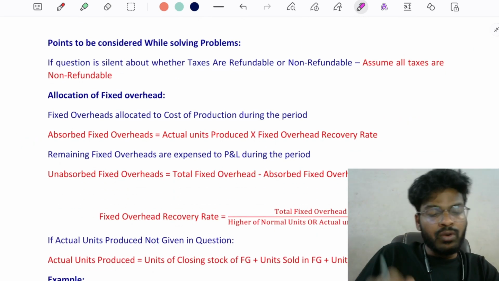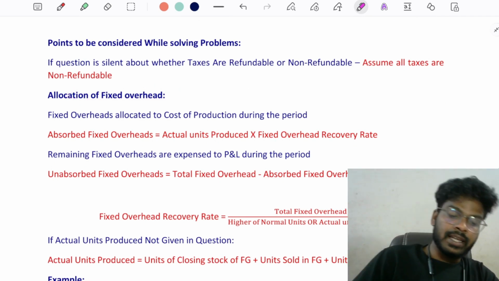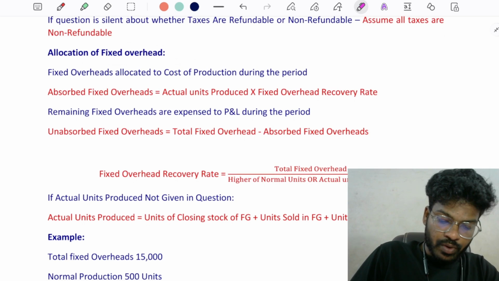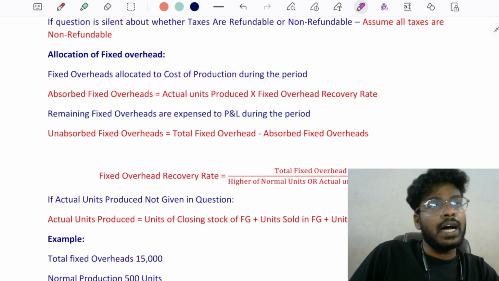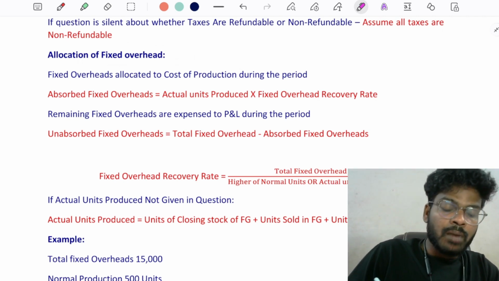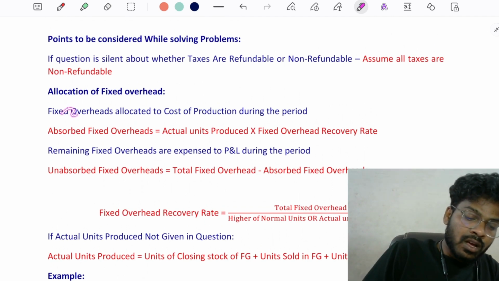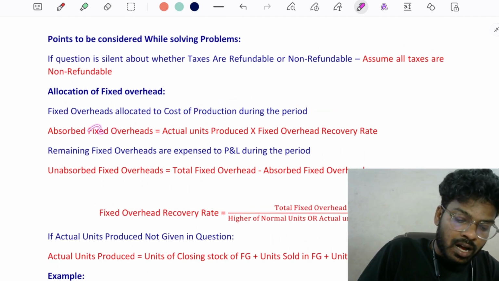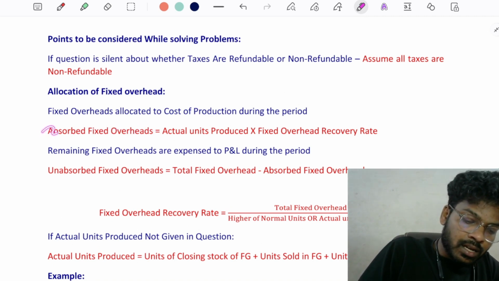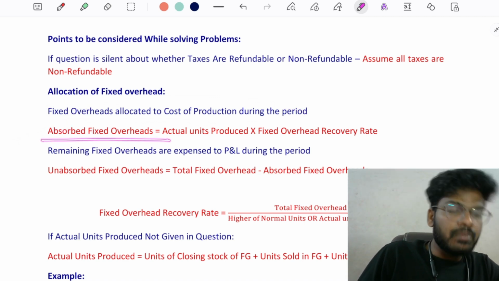Next, allocation of fixed overhead. How will you allocate fixed overhead? Fixed overhead is of two types: absorbed overhead and unabsorbed overhead. Fixed overhead allocated to cost of production during the period is known as absorbed fixed overhead.